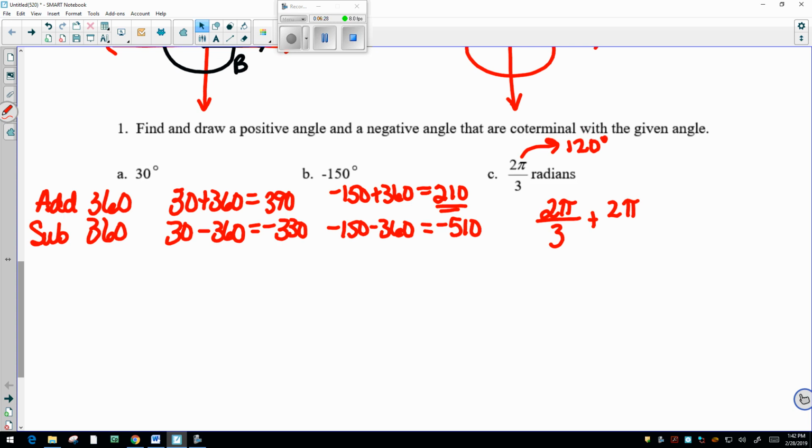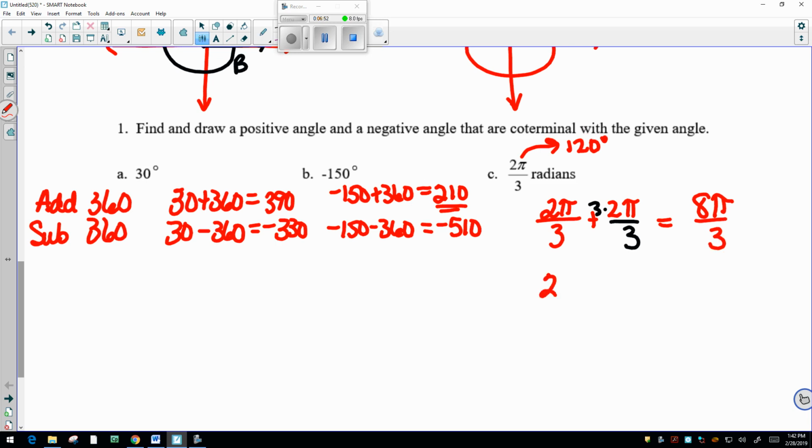Now, when you're adding fractions, you want to think common denominators. So a common denominator here, I would have to turn this into a 3, which means I'd have to multiply that by 3. So really this is like saying 6 pi over 3. So if I have 6 pi over 3 plus 2 pi over 3, that's going to give me a total of 8 pi over 3.